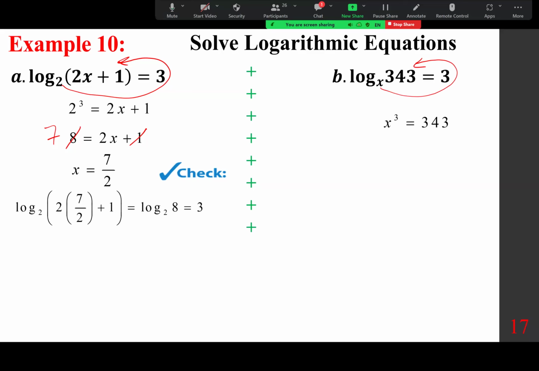x cubed is 343 on the one hand. On the other hand, we may recognize this as 7 cubed. If they have the same exponent, they must have the same base. So x becomes 7.